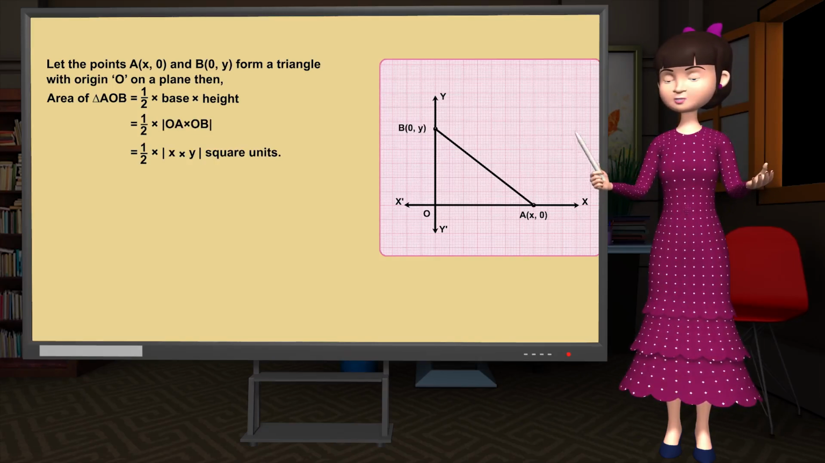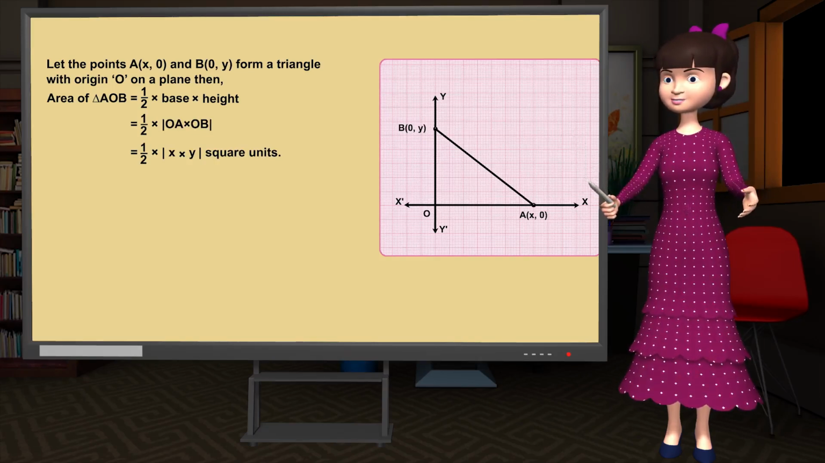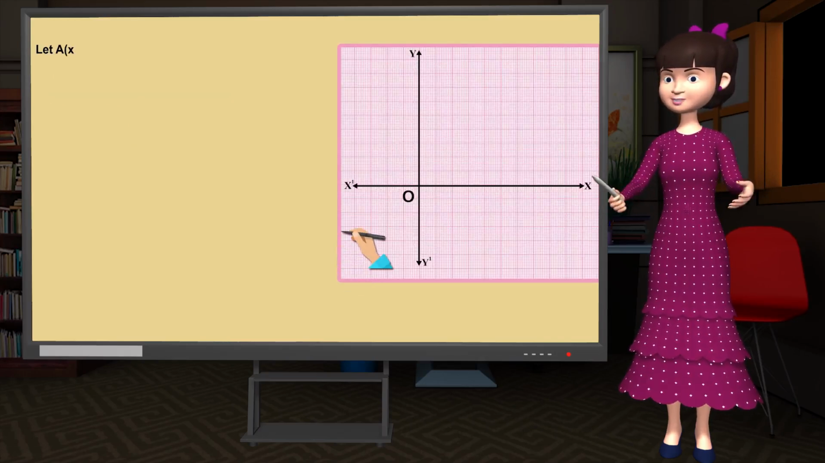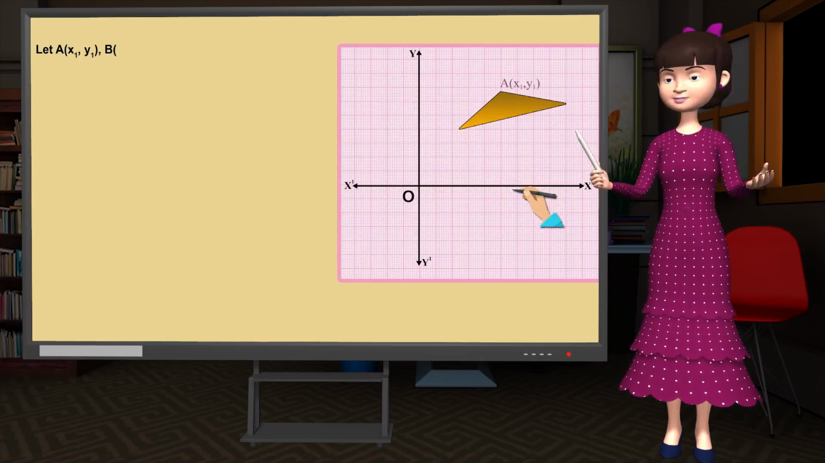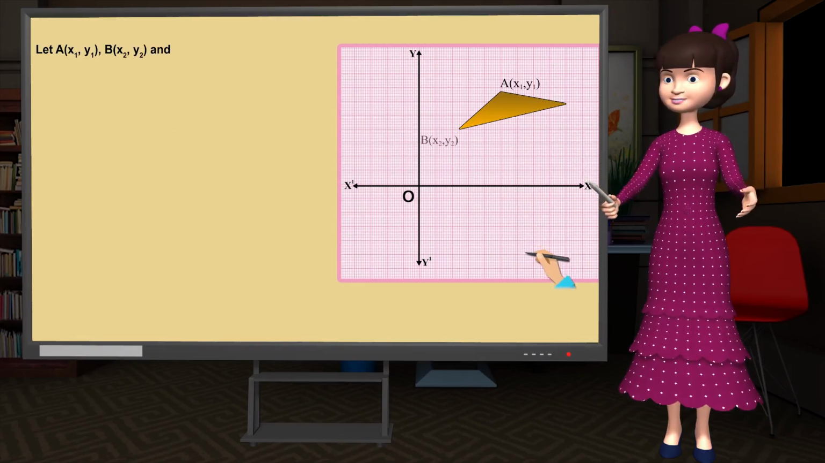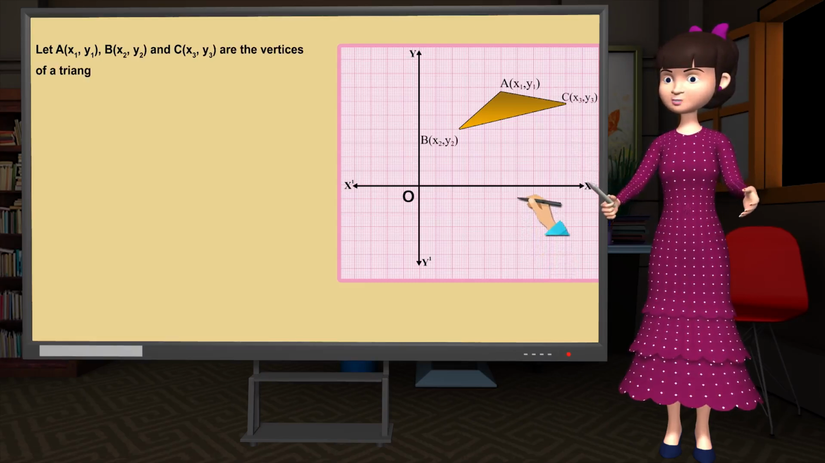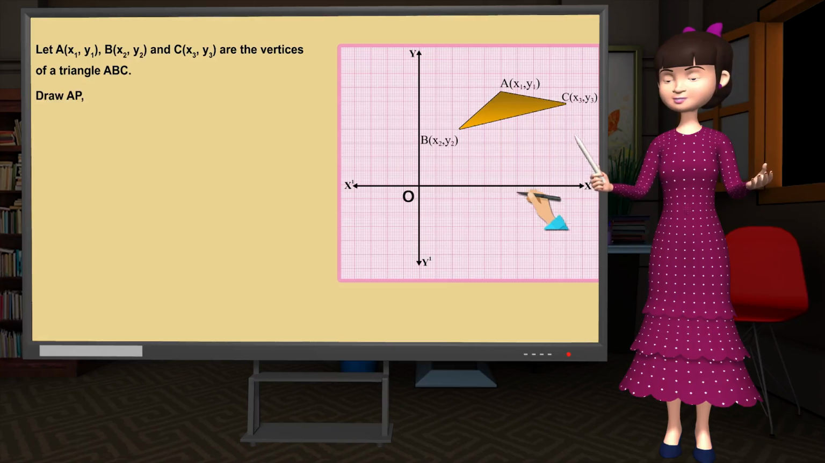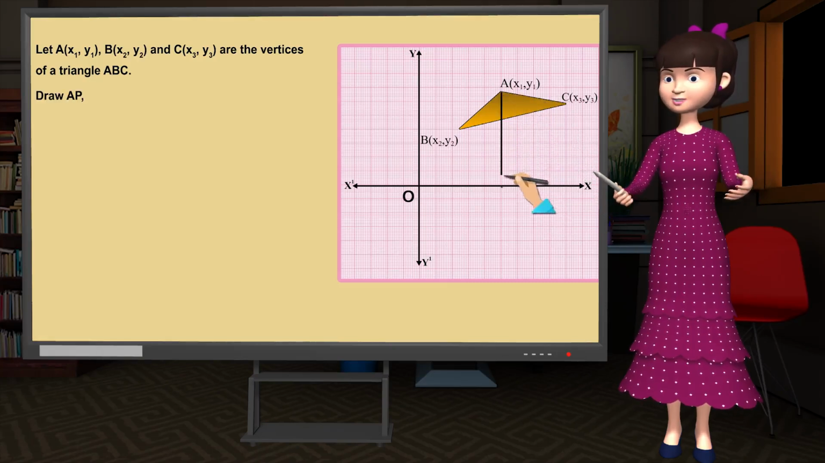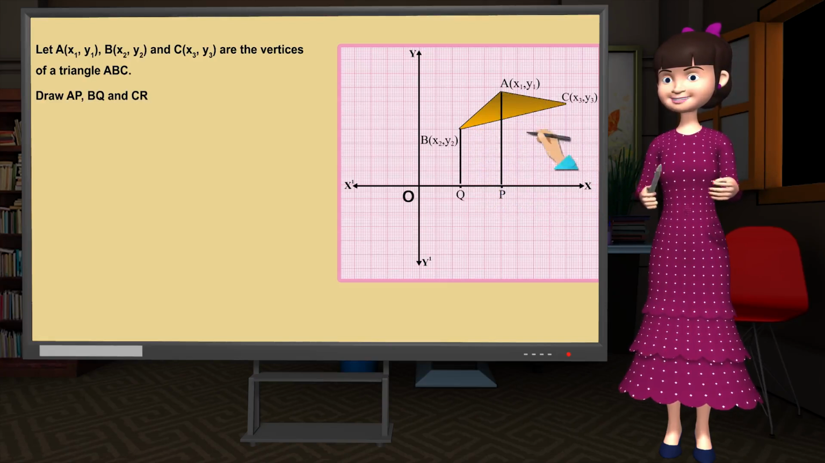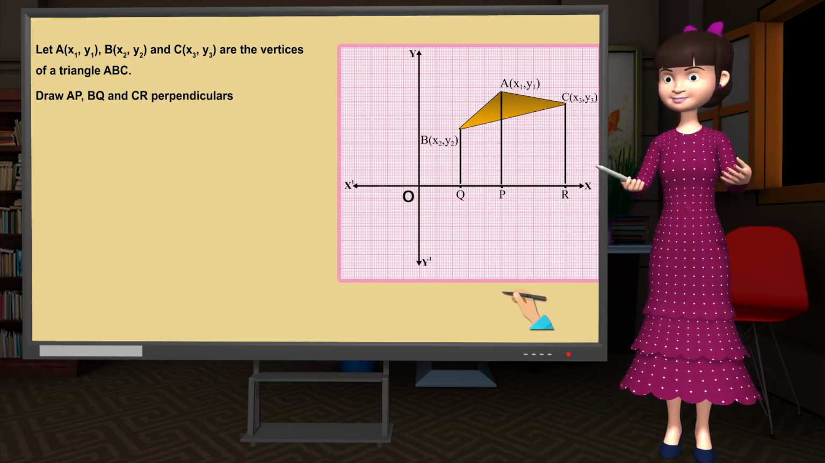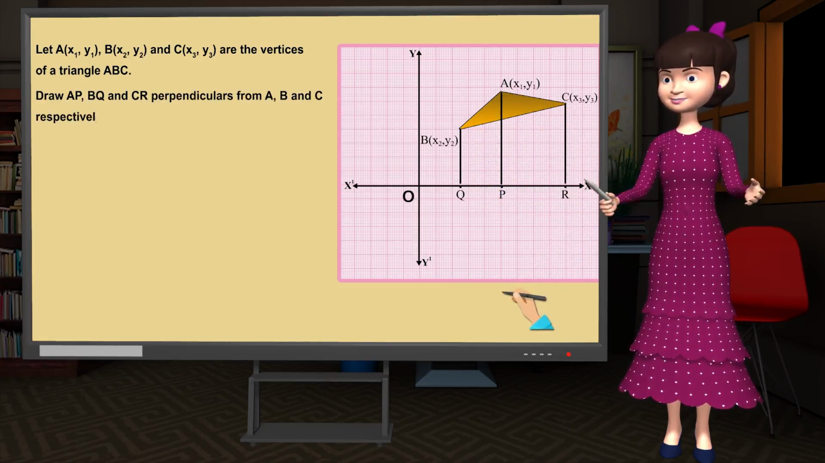Now let us derive the formula of area of triangle formed by three vertices. Let A, that is (x1, y1), B, that is (x2, y2), and C, that is (x3, y3) be the vertices of triangle ABC. Draw AP, BQ and CR perpendiculars from A, B and C respectively to the x-axis.